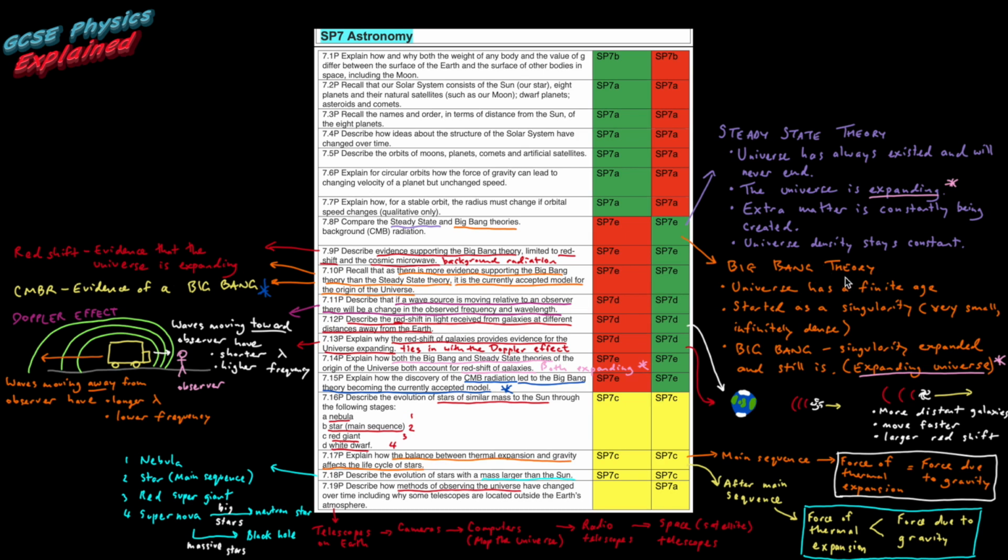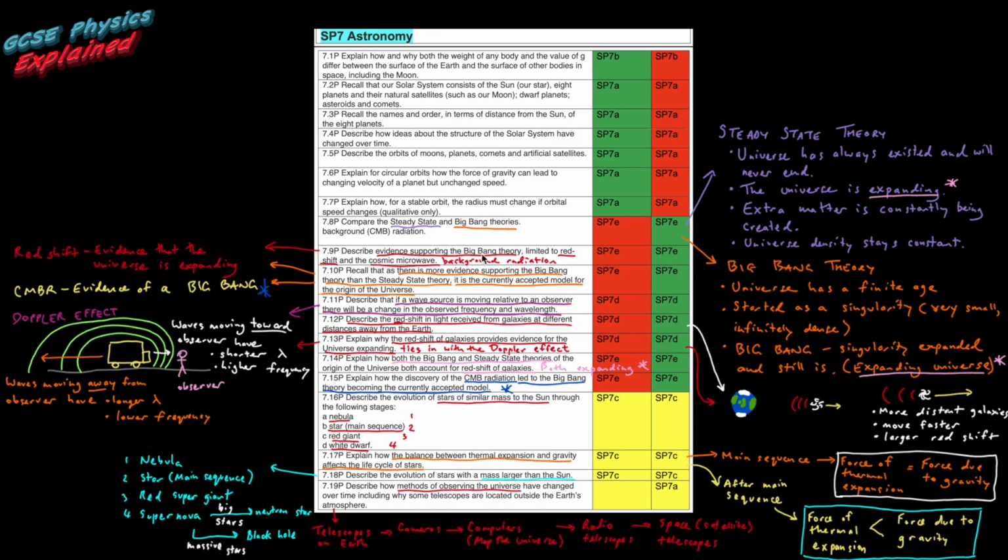The Big Bang theory says that the universe has a finite age, so in other words, it was sort of born and then one day it'll cease to exist. It started as a singularity, which is a very small, infinitely dense single spot in the universe. One day there was a Big Bang, and the singularity expanded, and still is. So in other words, it's got an expanding universe part of the theory.